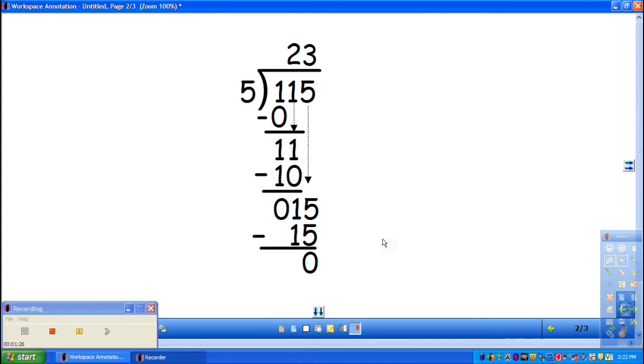So this idea of going into is very confusing for children. First of all, what does it mean? Does 5 go into 1? Or does 5 go into 11? Or does 5 go into 15? What does that mean? Does it mean the 5 is actually going to be put into that number? Or does it mean it fits in the number? Children don't understand what that means.